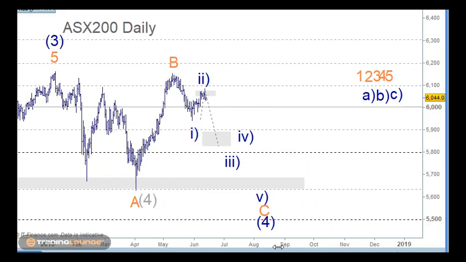The other count would be that the top here is wave 1, and we're looking for wave 2 to pull back into the 50-60% retracement level. So then we would be looking at this as an A wave here, a B wave here, and a C wave here for wave 2.